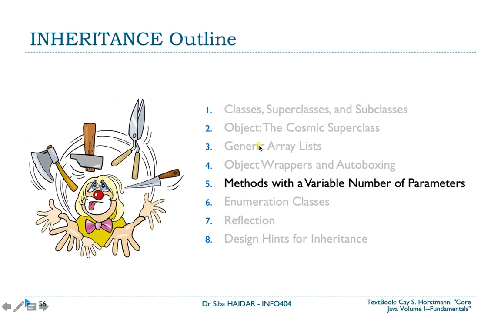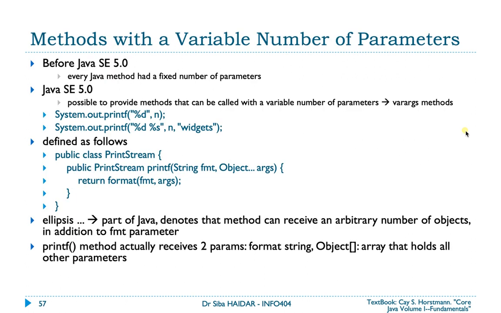So the listing wrappers, we already saw it, and this is all about this section. Next we will see the methods with variable number of parameters. This is a very easy section. Before Java 5, every Java method had a fixed number of parameters, and since Java 5, it is possible to provide methods that can be called with a variable number of parameters, you guessed it, and it is called a varargs method. For example, the method printf of the out stream takes sometimes 2 parameters, sometimes 3 parameters, and so on.